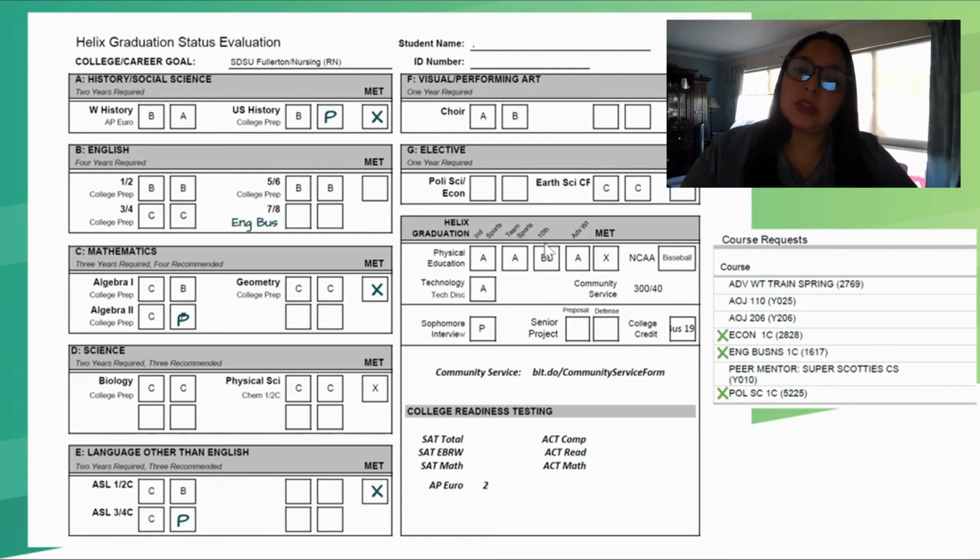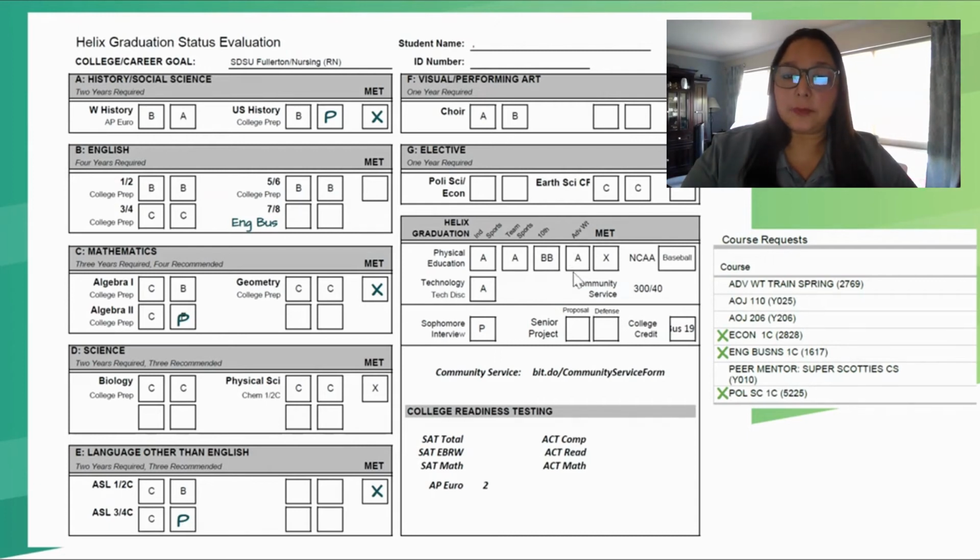a sport. And so this student in 10th grade participated in baseball and was able to get that one box checked off, but they've also participated in advanced weight training and they earned a grade there as well, checking that box off. The next requirement in here is the technology requirement, and in ninth grade, the student took tech discoveries. And then you'll find community service. The student has earned a total of 300 hours, which is fantastic, of the 40-hour requirement required. So this student has fulfilled that graduation requirement.